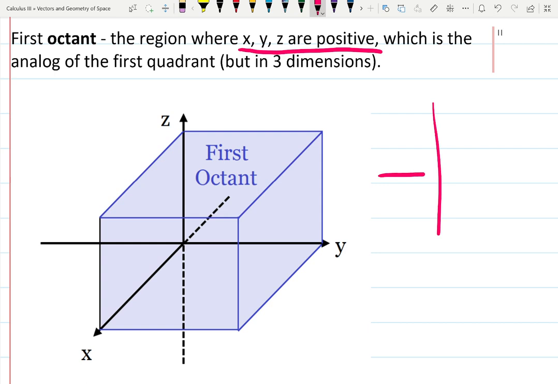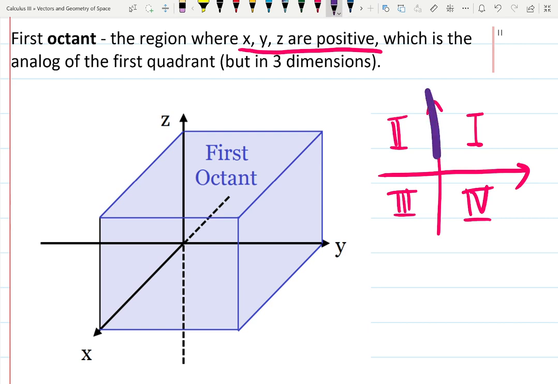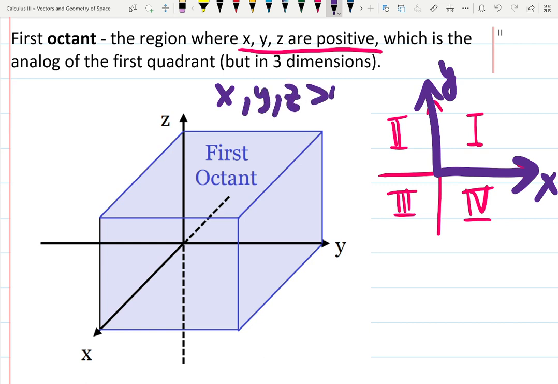Let me remind you, in 2D, we had quadrants. First quadrant, second quadrant, third, and fourth. It goes counterclockwise. The first quadrant means X and Y are positive. So we're following the same logic here. X, Y, and Z are positive. So it's only front positive, only to the right positive, and only up. We don't go back, we don't go left, and we don't go down. That creates first octant.